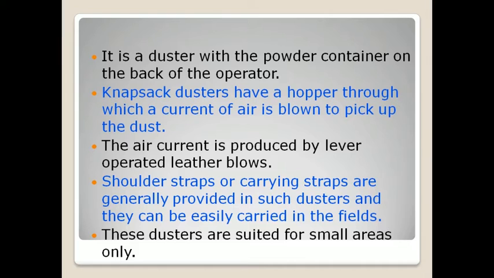It is a duster with powder container on the back of the operator. This is about knapsack type of duster. Knapsack dusters have a hopper through which a current of air is blown to pick up the dust. The air current is produced by lever operated leather bellows. Shoulder straps or carrying straps are generally provided in such dusters and they can be easily carried in the fields. These dusters are suited for small areas only.